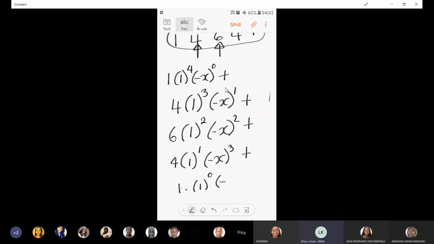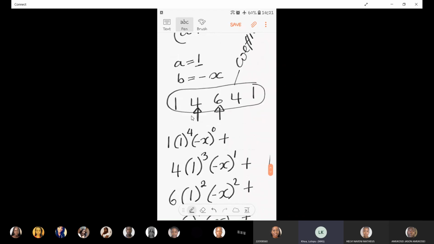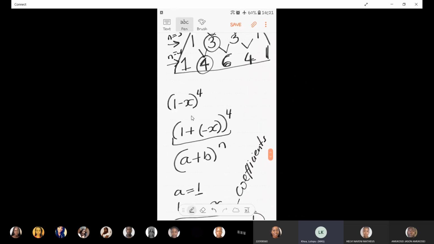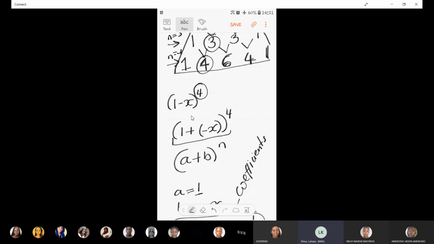Miss, how did you get those exponents? Which ones? Those ones that are decreasing, like from 4, 3, 2, and 1. Yes, the exponents. It's a pattern that you must take note of. You start with 4 because you are expanding this to the power of 4.